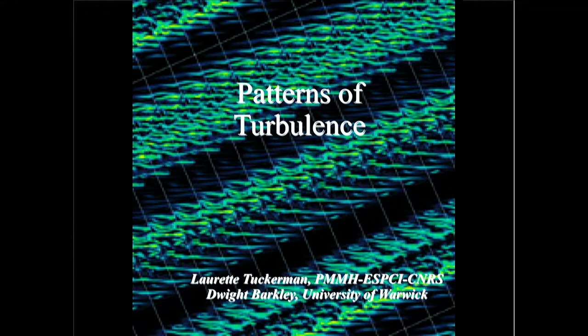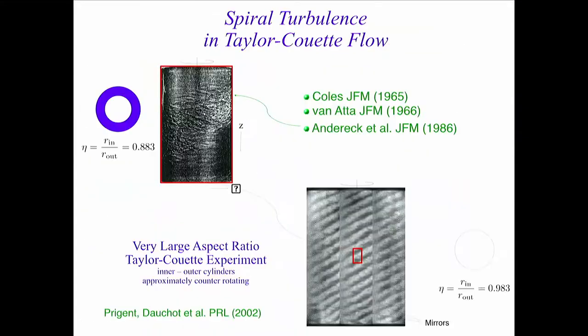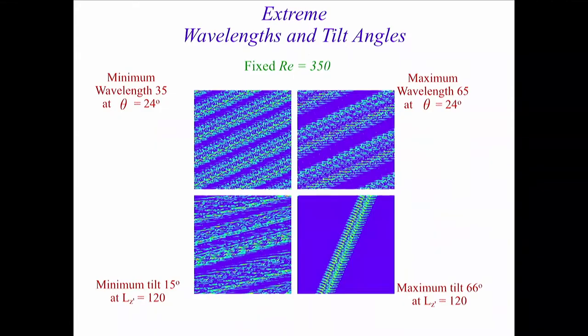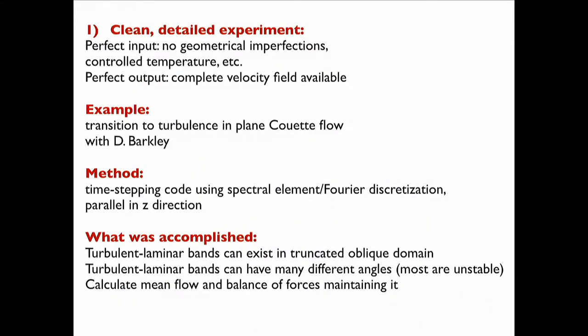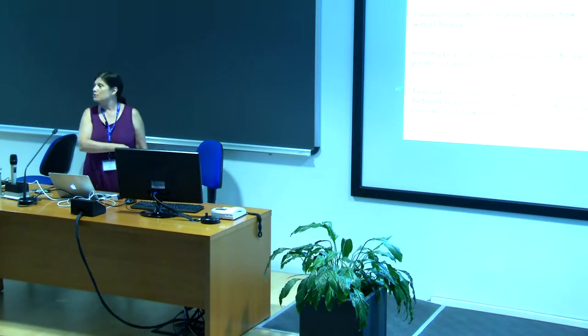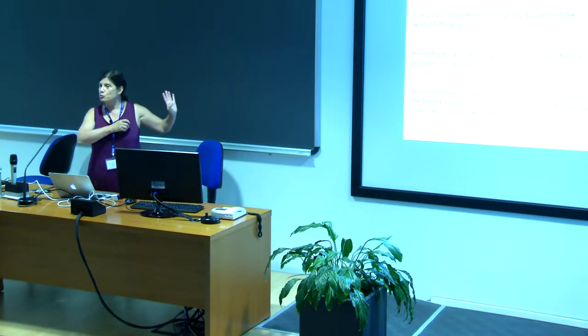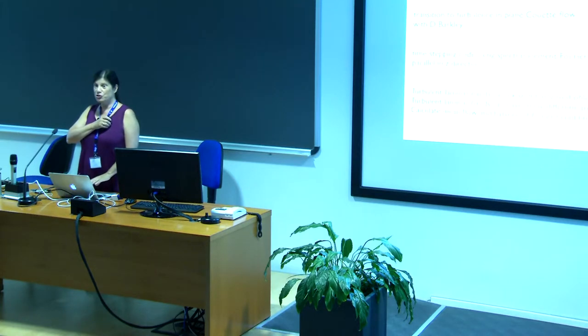You can see that our computational domain is underneath it there. It's just repeated many times. We didn't do a computation this big. We did a computation in this box, and we showed that we could produce the pattern in this box, and that's a result by itself. And another result was that you could have many different angles, most of the patterns being unstable, and then we could calculate the balance of forces maintaining the mean flow. And all of these are things that would not be accessible to experiment. Questions so far? This is the end of story number one.